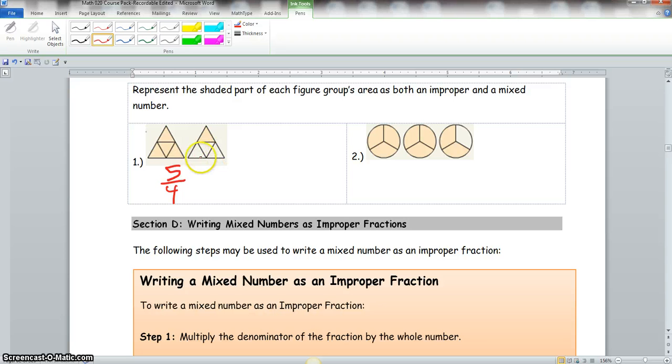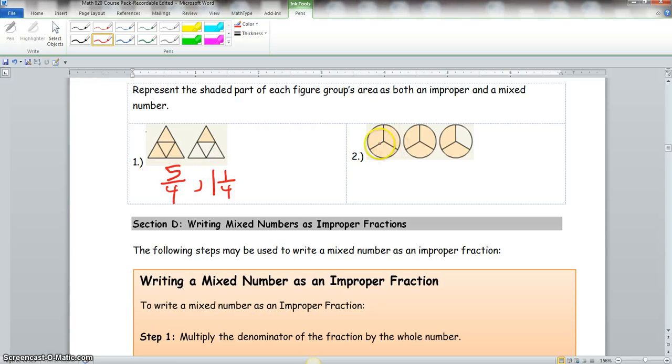Now we want to write it as a mixed number. What we could do is write what we see. We have one whole that's shaded, and then we know our denominator is 4, and our numerator would be the extra that's shaded. So it'll be 1 and 1/4. So 5/4 is your improper fraction. 1 and 1/4 is your mixed number.